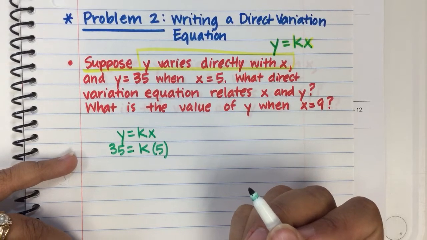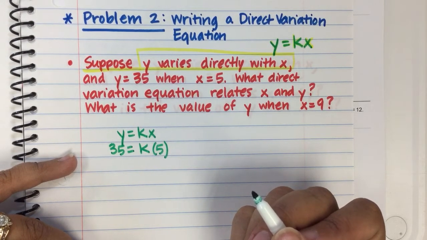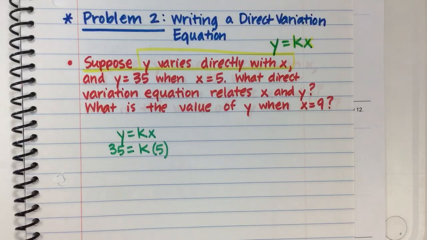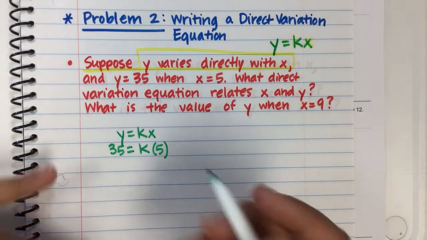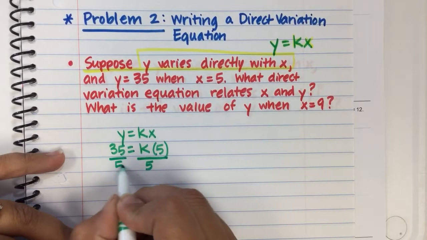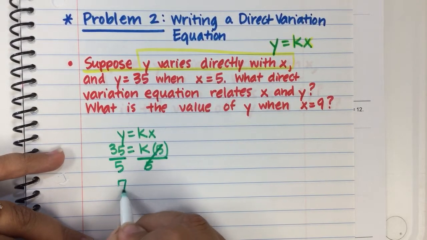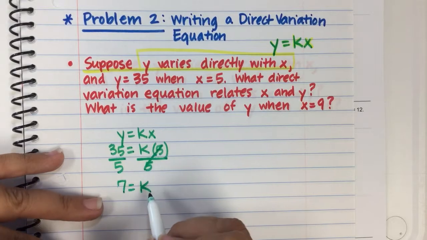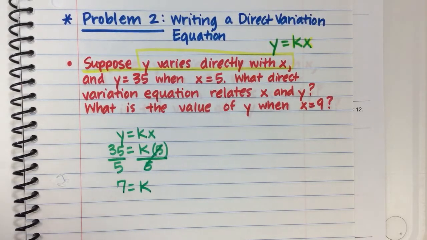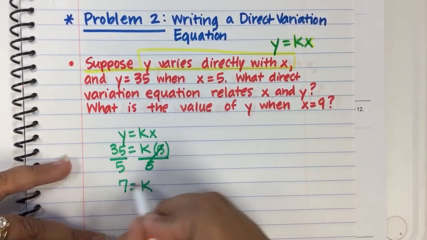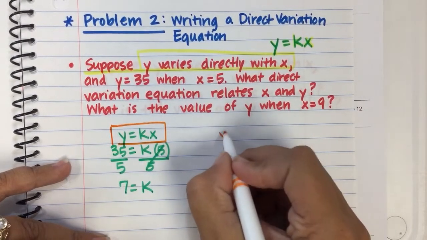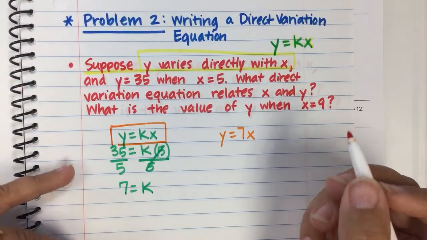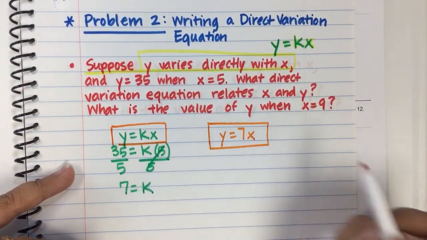All right. What direct variation equation relates x and y? And then what is the value of y when x is 9? All right, so to write the equation, I have to find the constant of variation. So I've got to solve this for k. Well, they told me y is 35 and x is 5. So I'm going to solve for k by dividing by 5. And I get 7. All right, now that I know that k is 7, I'm going to plug it back into the original equation. Y is equal to 7x. This is my direct variation equation.